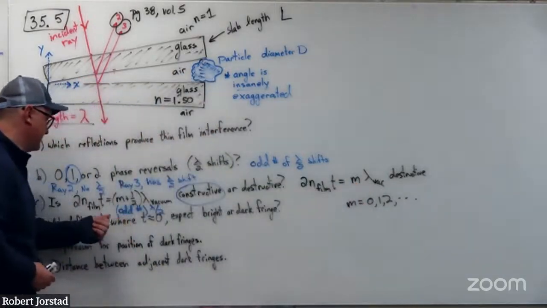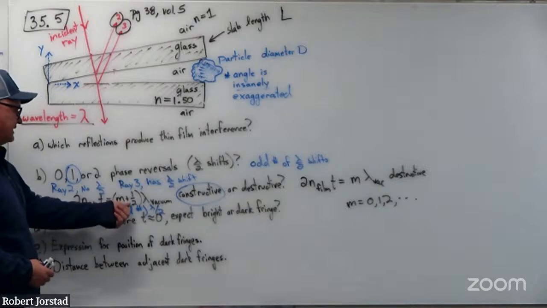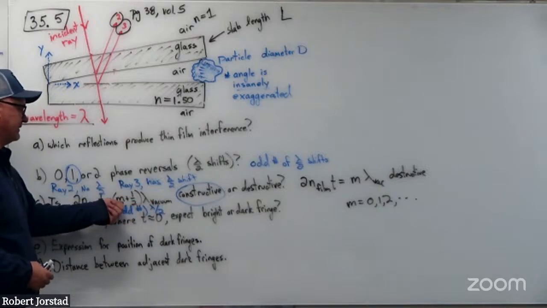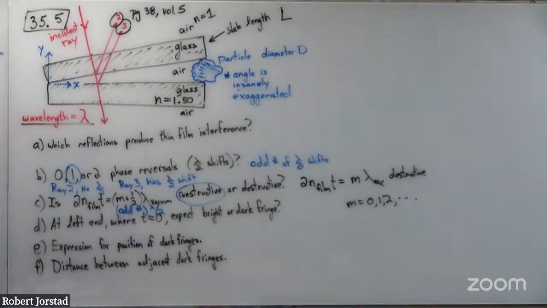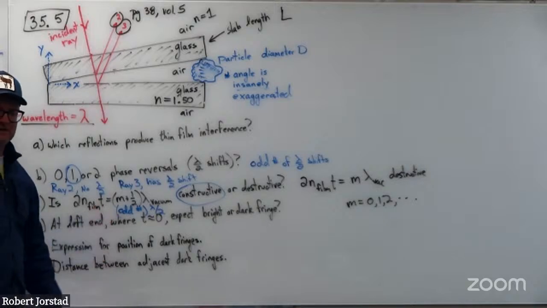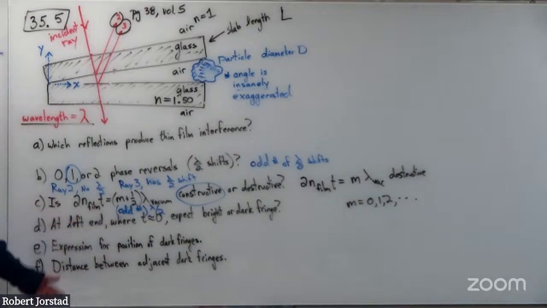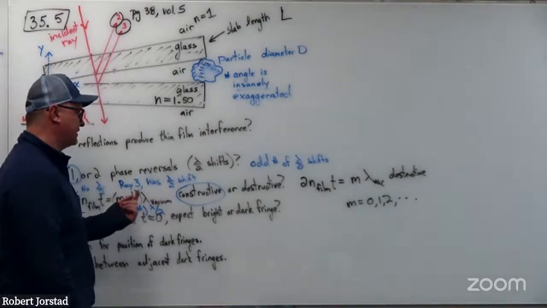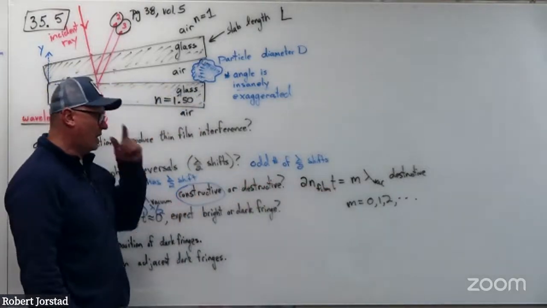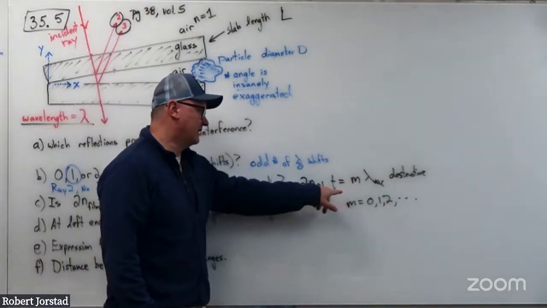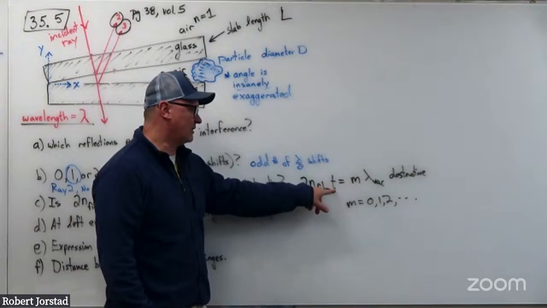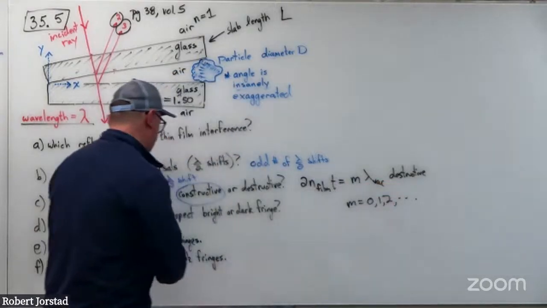If thickness equals 0, the other equation can never work, because even if you set m equals 0, this side would not be 0. So the trick is, when you see a question asking at the spot where the thickness is 0, will you expect a bright or a dark fringe, you use this requirement and ask which of these equations is valid. In this case, the 0 thickness case corresponds to destructive. I would expect it to be dark.